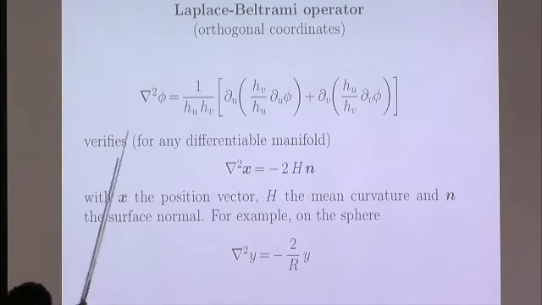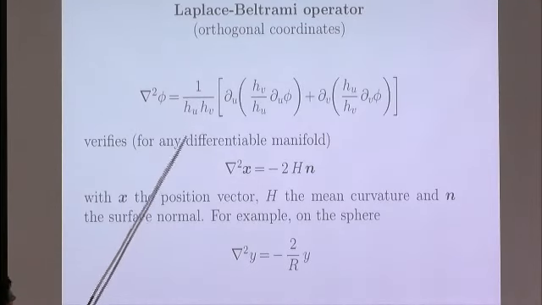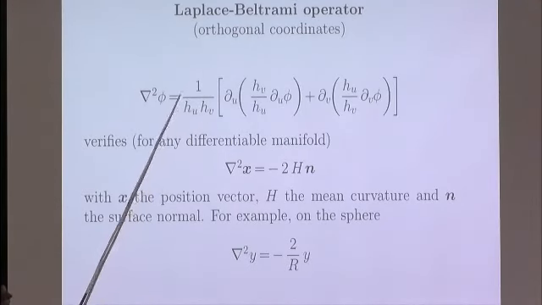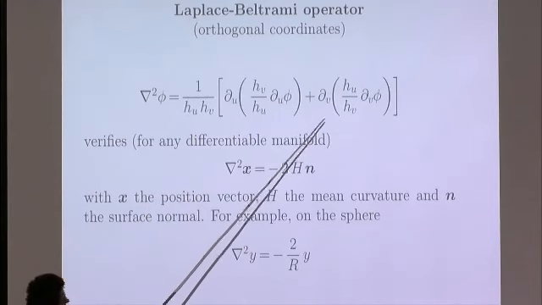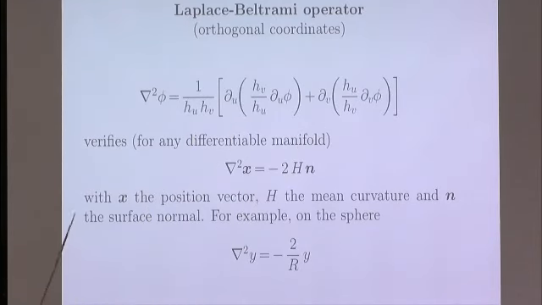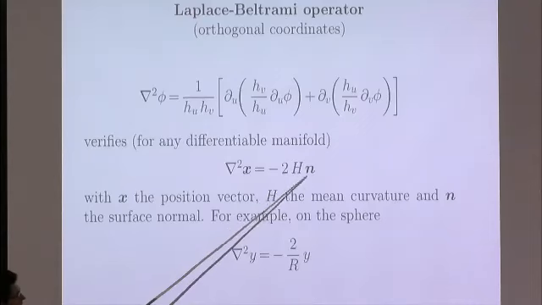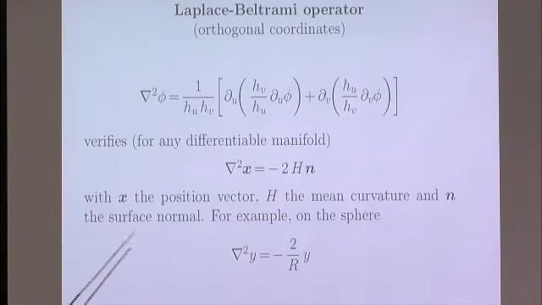So the Laplace-Beltrami operator is just a generalization of the Laplacian on a curved manifold. In orthogonal coordinates, you can express it like that. You have a scaling which is linked to the area of the element, if you want, and you have here the ratio of the scale factors in the derivative. And it also verifies for any differentiable manifold, and of course on non-orthogonal coordinates also, this relation: the Laplacian, or the Laplace-Beltrami operator, of the coordinate vector is -2 times the local average curvature, times the normal. So for example, on the sphere, the Laplacian of y is equal to -2 over r squared times y, or x, or z.